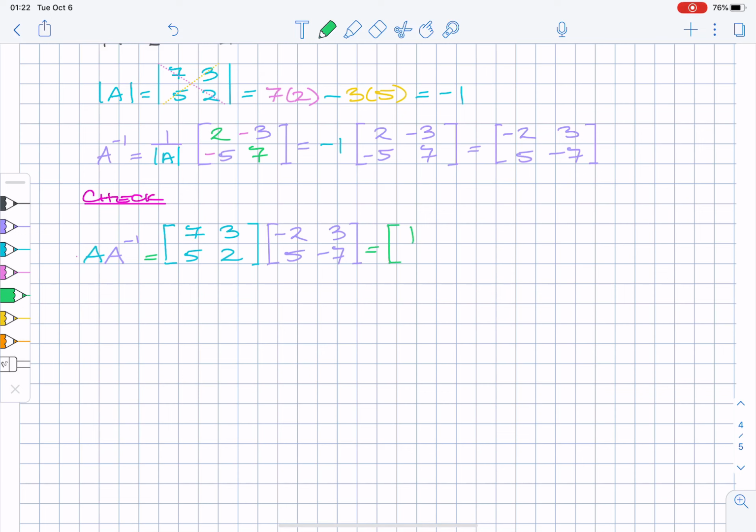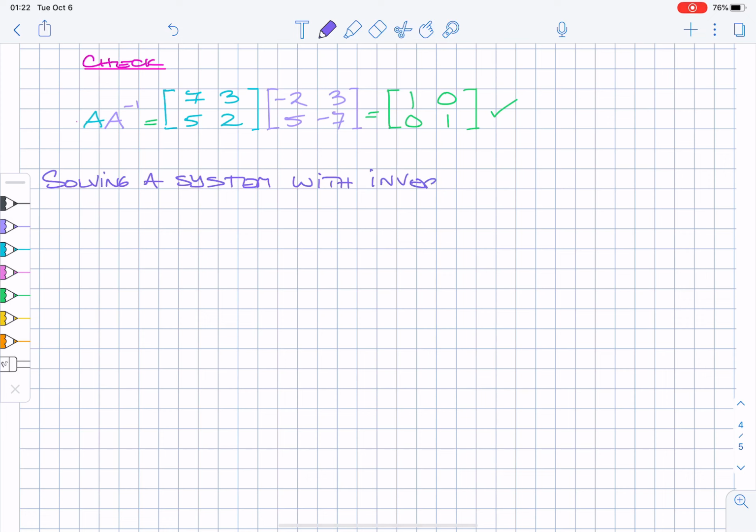But now we need to solve a system with inverses. So let's do that. So solving a system with inverse matrices. Okay, so given the system AX plus BY is equal to H, CX plus DY is equal to K.